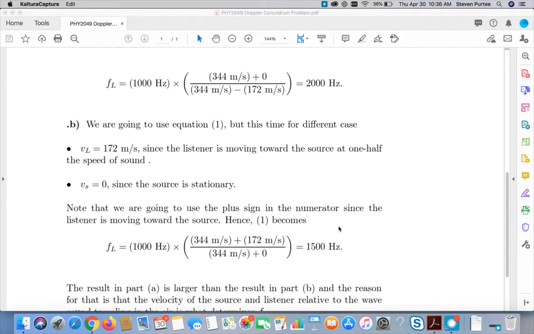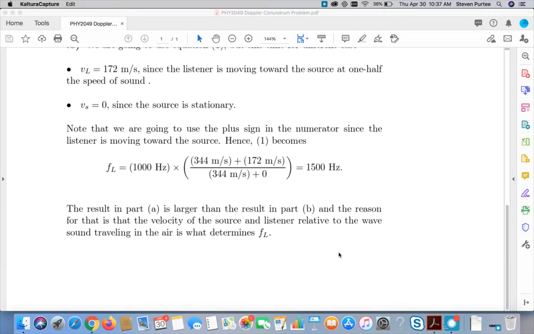So it's the same source, it's the same relative speed between them. They're still moving together at half the speed of sound. If the source is moving toward the listener, he hears 2000 hertz. If the listener is the one moving, he only hears 1500 hertz. Why the difference? Because the Doppler effect is caused by motion through the air. What matters is not the relative speed between the two objects. What matters is the source's speed relative to the air. That's what makes the difference.